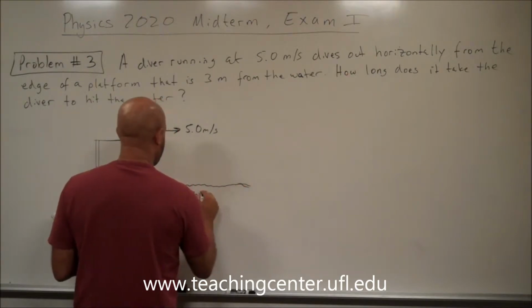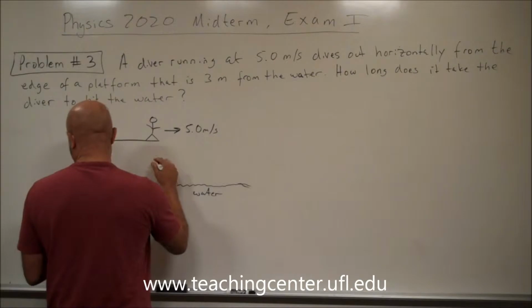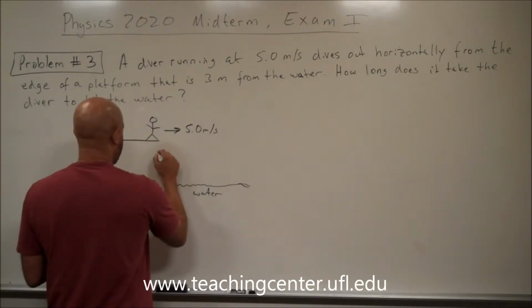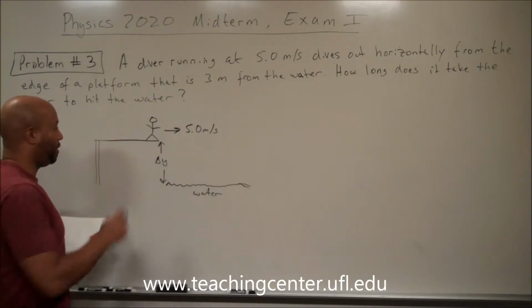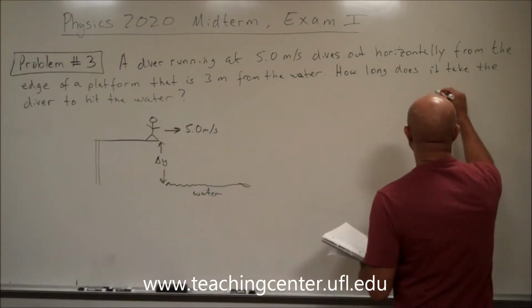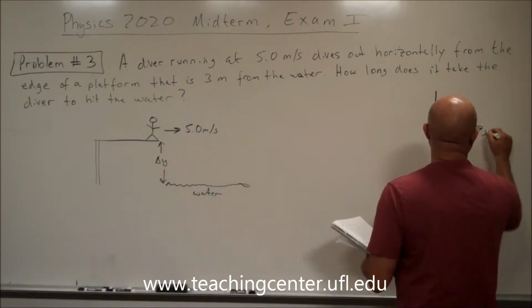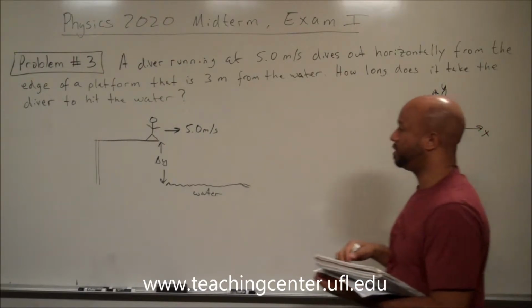okay, and we know the distance between the water and the platform in the y direction. Over here we can set up our coordinate system where this is the positive x direction and this is the positive y direction.